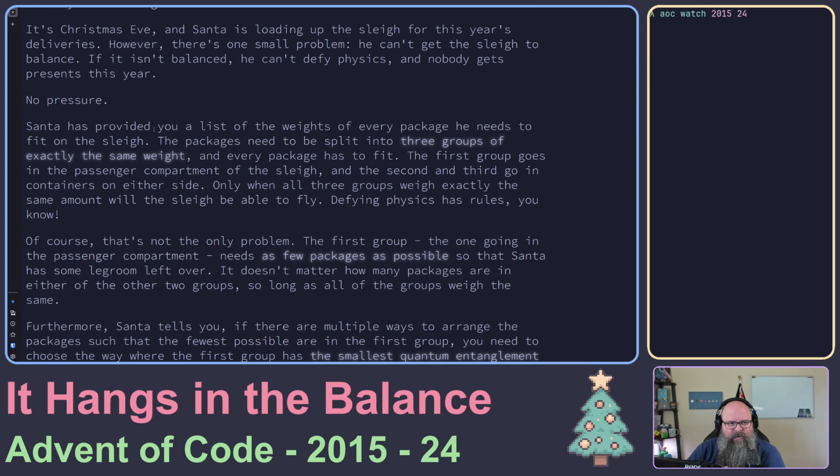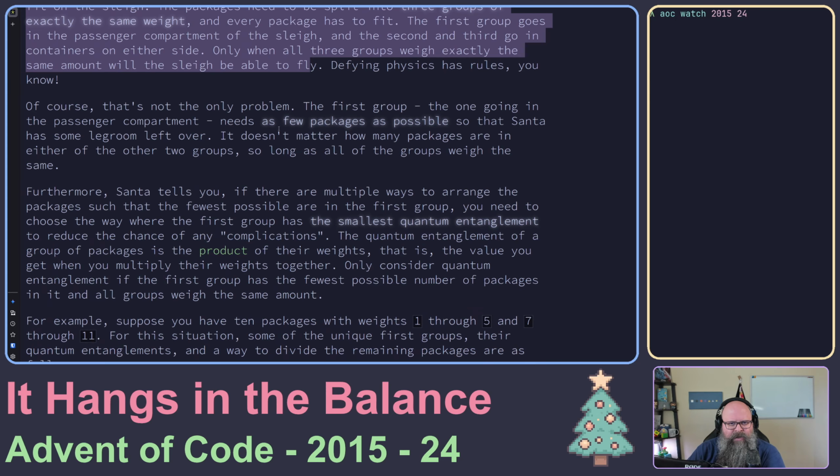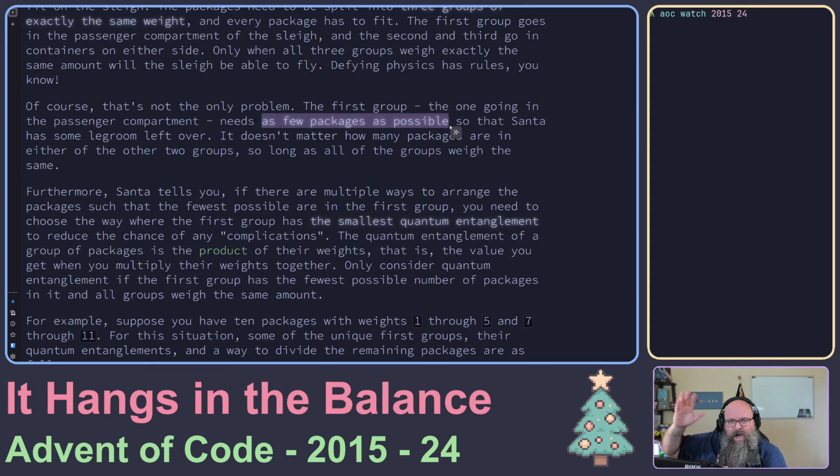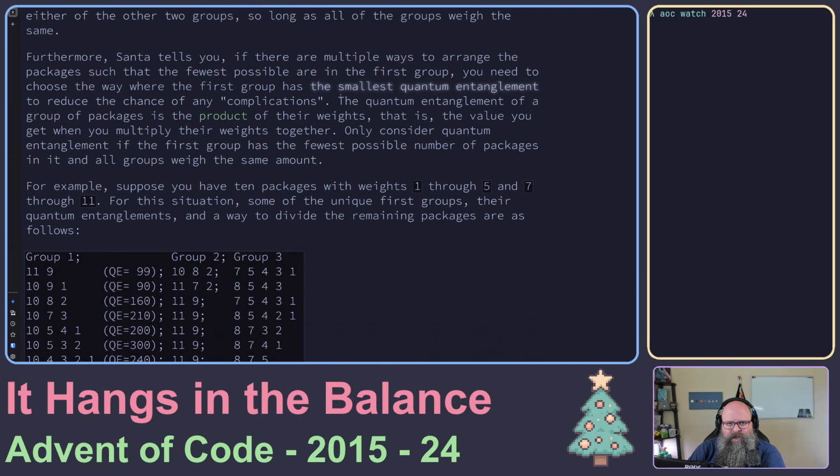Okay, so it's saying split into 3 groups. The first group needs to have the smallest number of packages, or as few packages as possible. So of all the options, find the one where group 1 has the smallest number of packages in total, but also the smallest quantum entanglement, which is just the product of the weights. So you just multiply them all together.